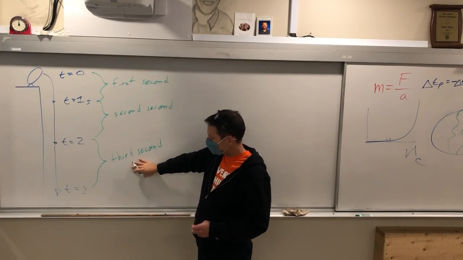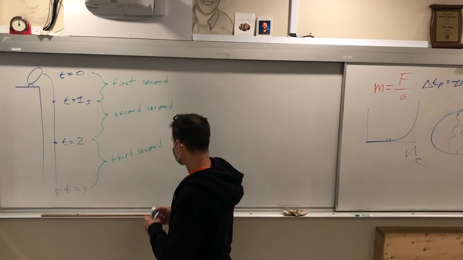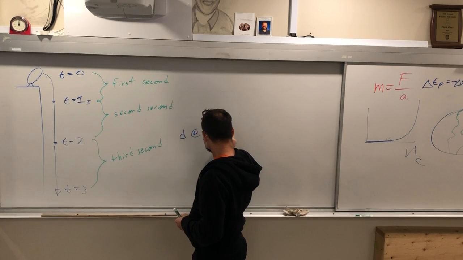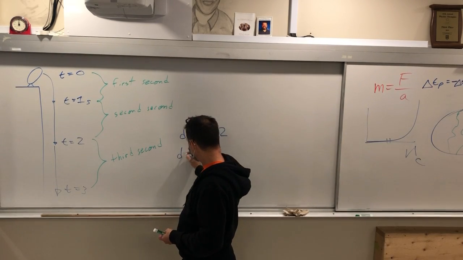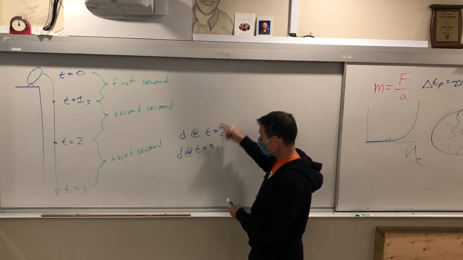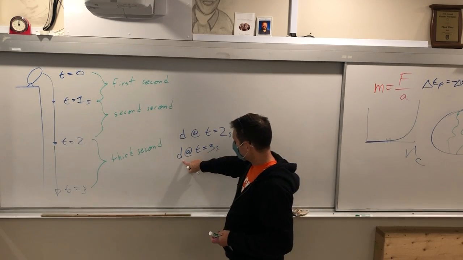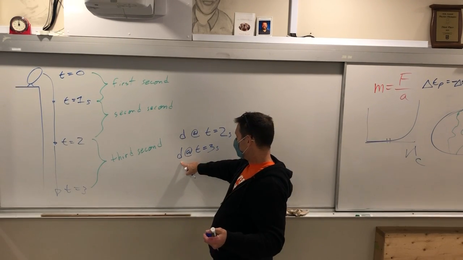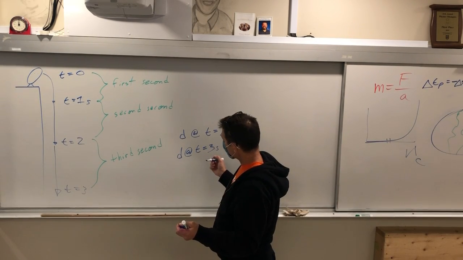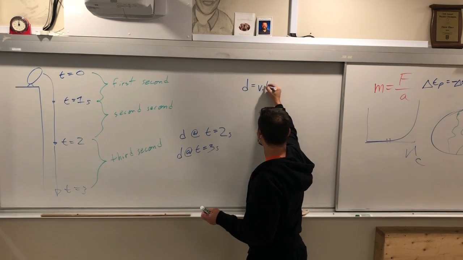to find the distance in the third second, you want to say, what's my displacement at t equals 2? And then find the displacement at t equals 3, and then subtract the 2. Does that make sense? Which formula would you use for this? You can use this formula, I think, will work well.